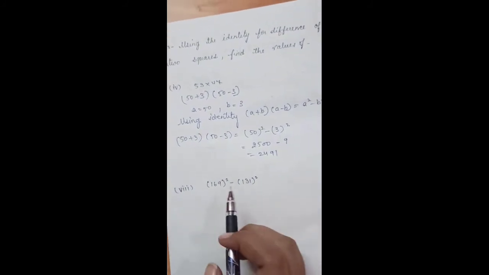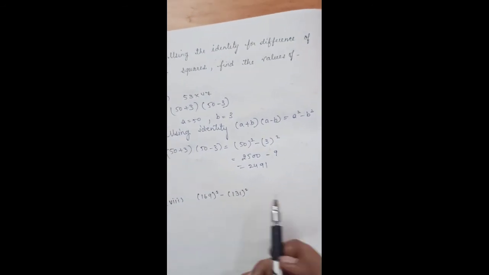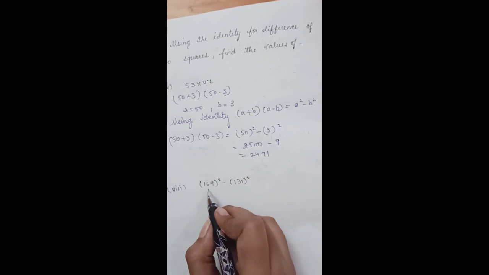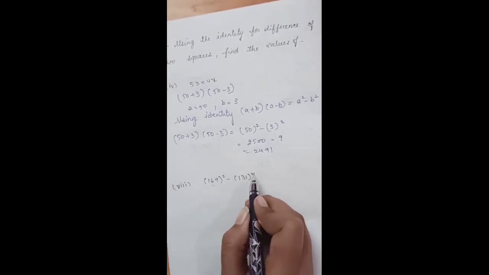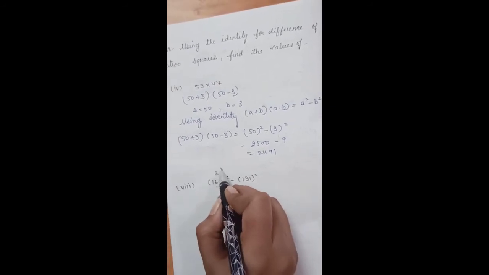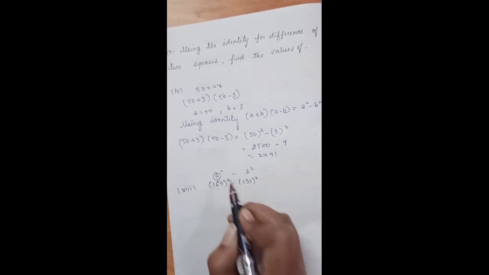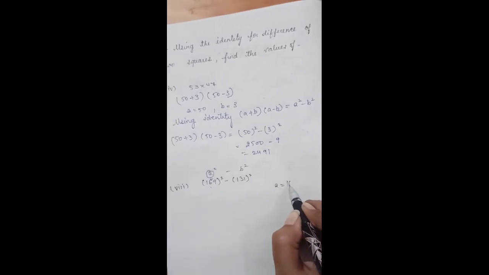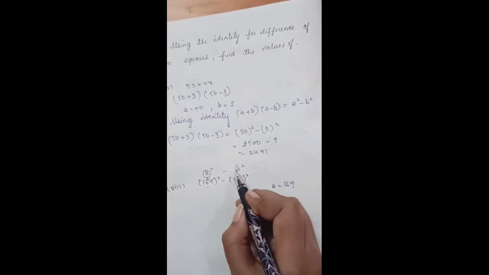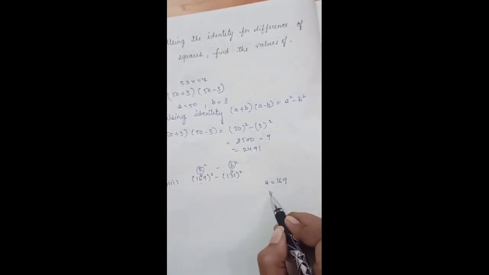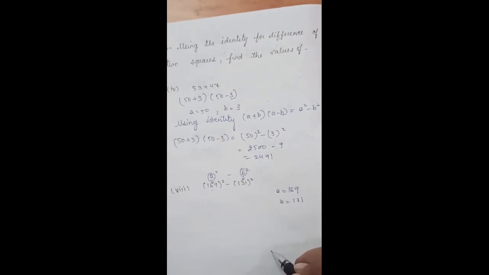Let's see this one. 169 whole square minus 131 whole square. See, this is like a square minus b square, right? This is like a square minus b square. So what is the value of a here? The value of a here is 169 and the value of b here is 131 when you compare this.